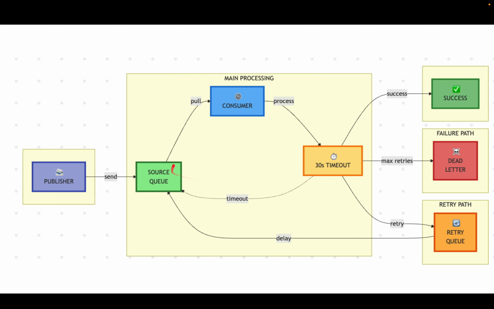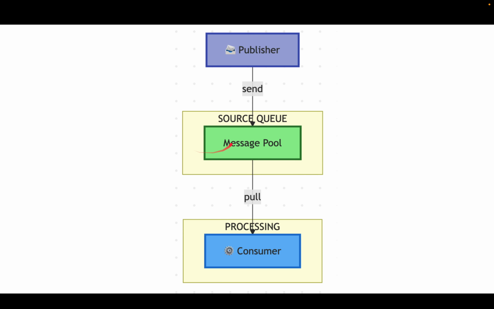So first let's talk about the source queue, which is also called the main queue. This is where the publisher sends a message. Let's say, process this payment. So this message would first land in the source queue. You can think of this as your message inbox.